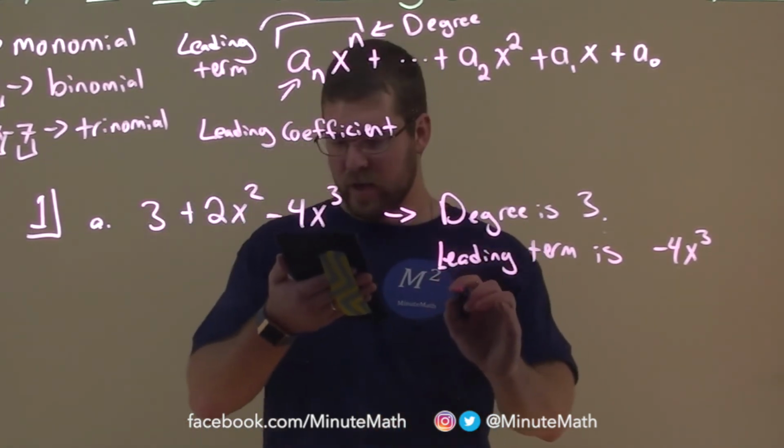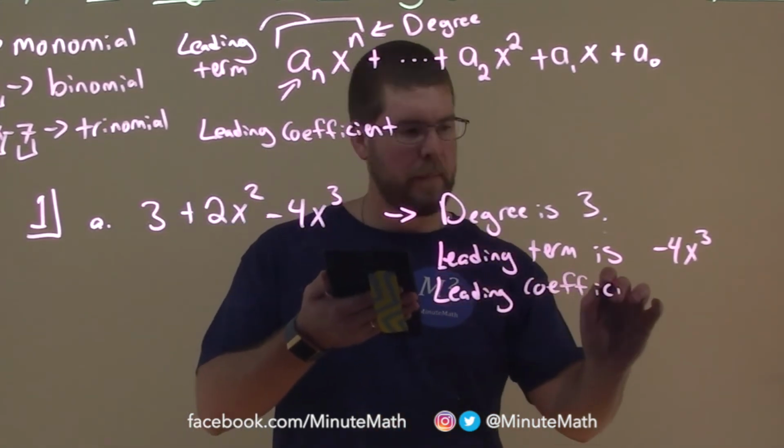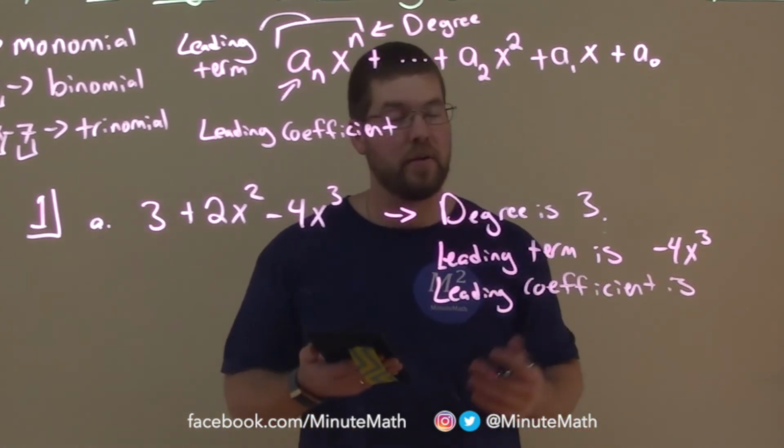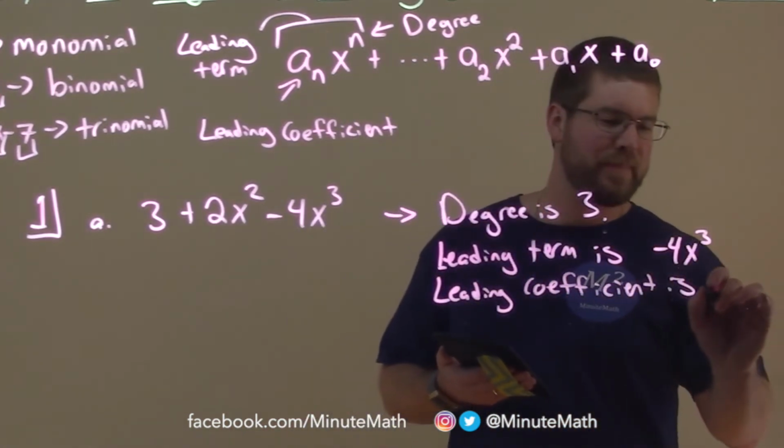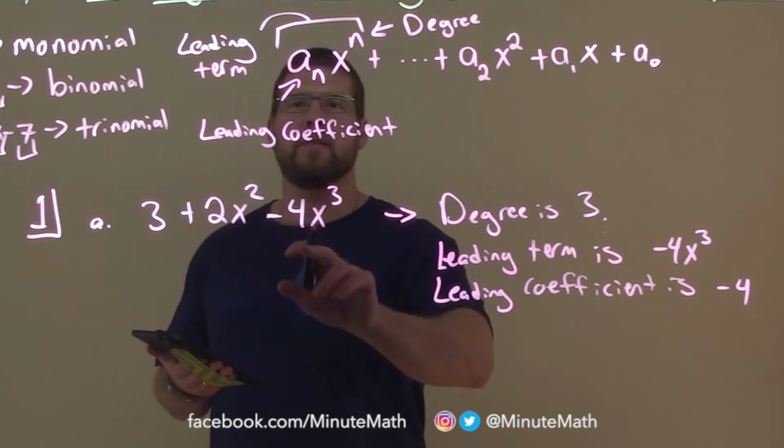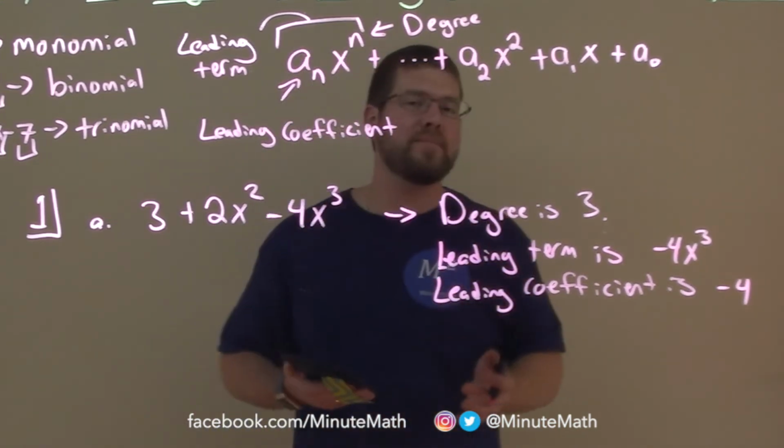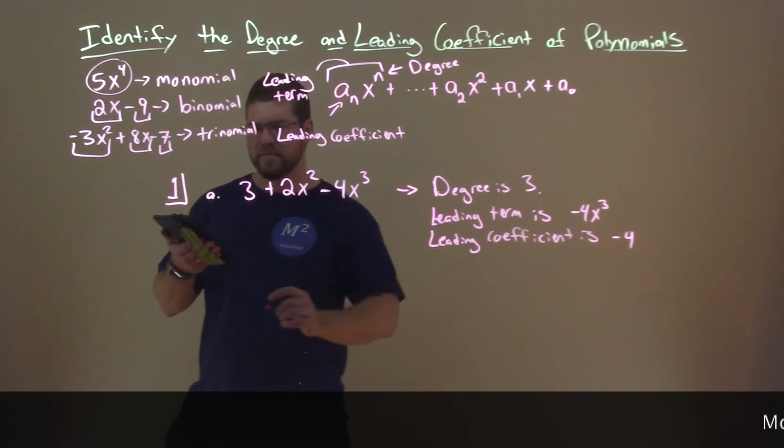And so our leading coefficient is, can you guess it? Negative 4. Okay? That coefficient is right there in front. And that's it. Not too hard. So let's do a couple more. Should be kind of easy to do.